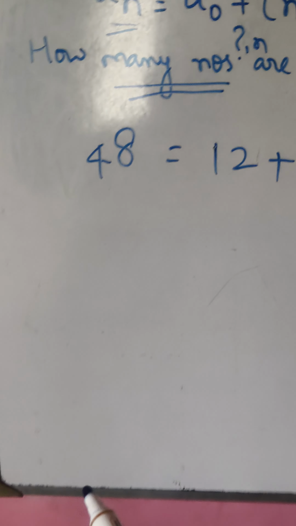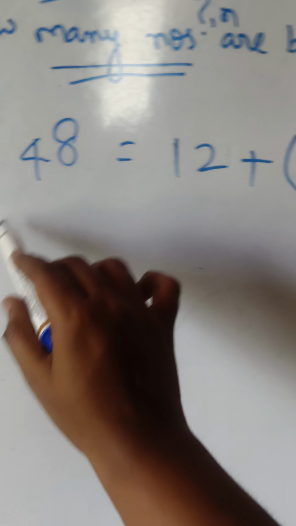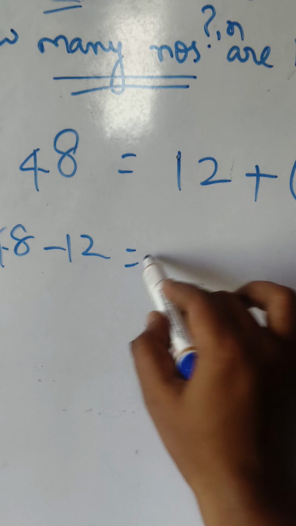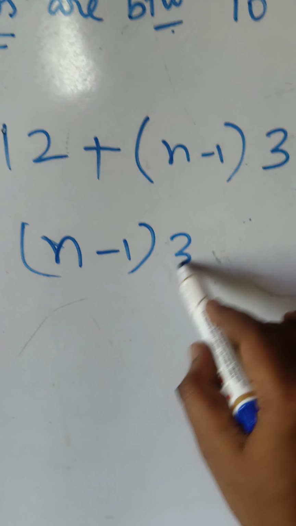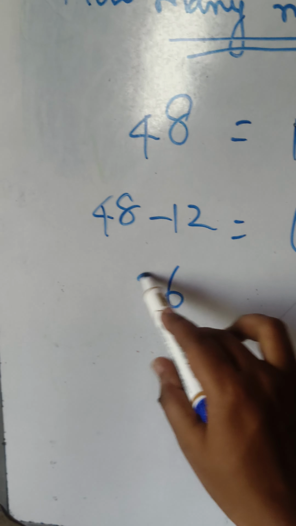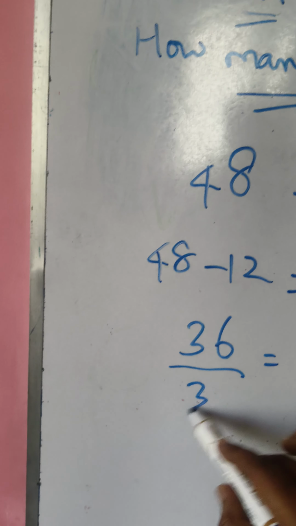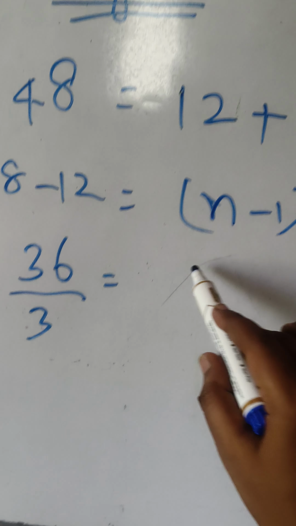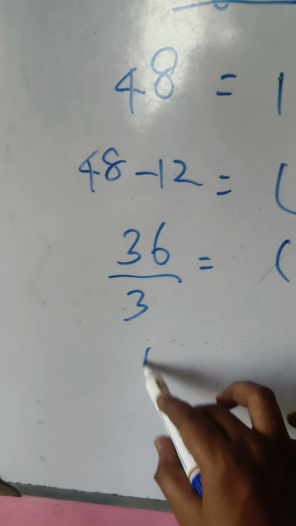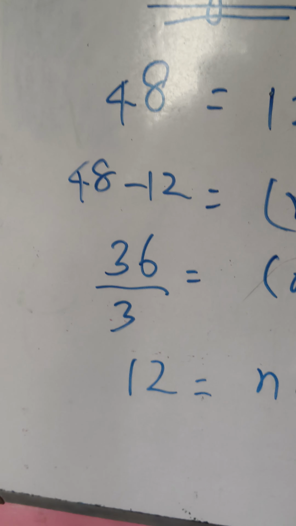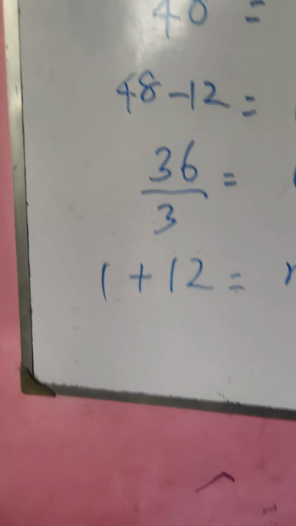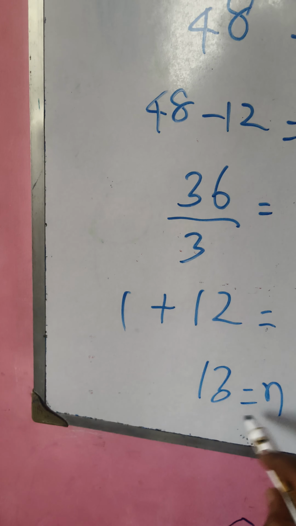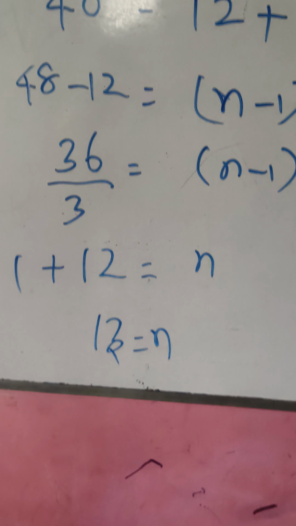So now let's try to solve this equation. Bringing 12 here, it is 48 minus 12 equals (n minus 1) times 3. This will be 36 by 3, bringing 3 this side, that is n minus 1. 36 by 3 is 12, and minus 1, if you bring it here, it is 1 plus 12. So 13 is n. So there are 13 numbers between 10 to 50 divisible by 3.